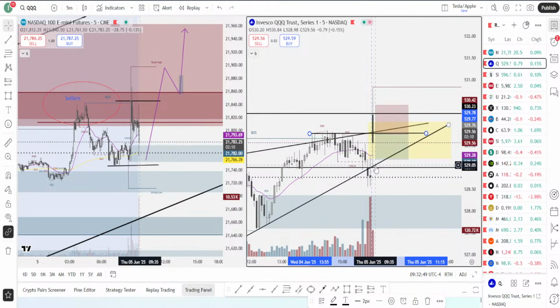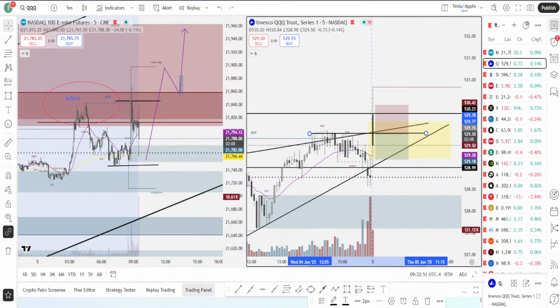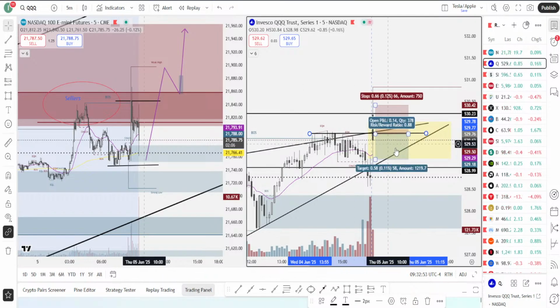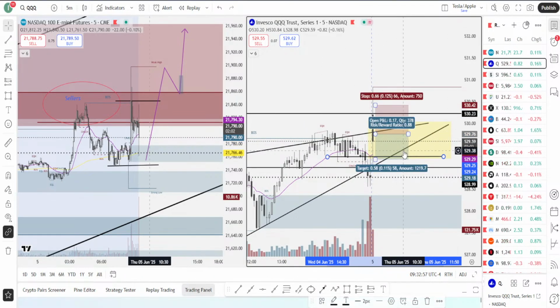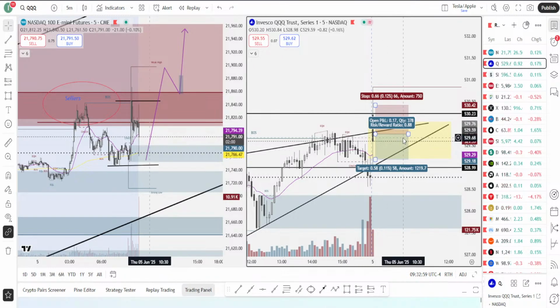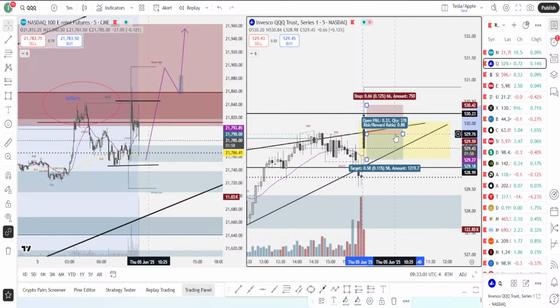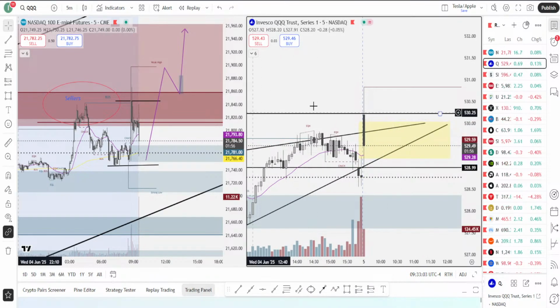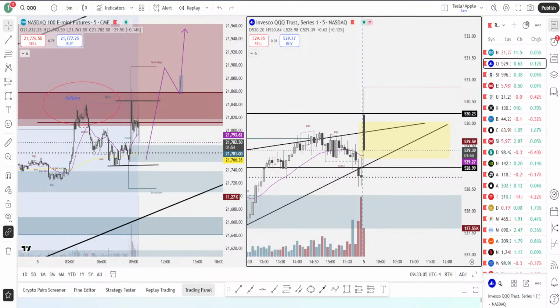I took profits on 2 contracts. All I have is two more contracts running. Oh, I got stopped out at break even. All right, cool. That was a quick scalp, just in and out, 2 seconds, guys.